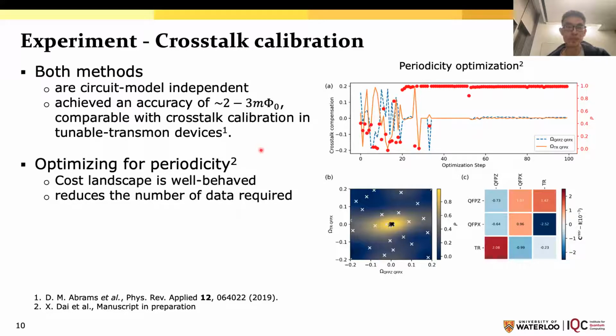And we think that optimization for periodicity in particular has future potential, as the cost landscape is well behaved, and it reduces the number of data required for the calibration. So that is something that we think has potential to be used in larger scale devices, and that's something we would like to explore in the future.